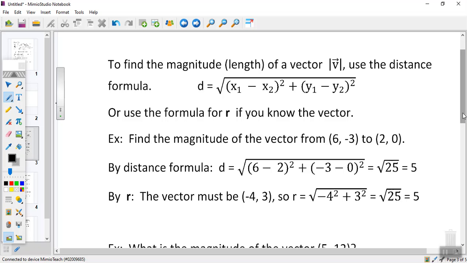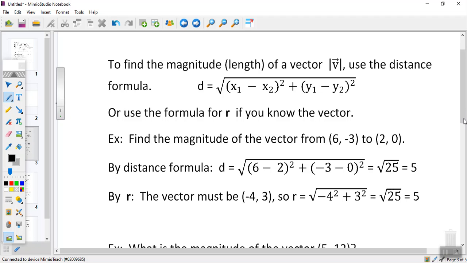How much did the x's change? How much did the y's change? Okay? You're taking a horizontal and a vertical component, and you're saying, I'm going to use Pythagorean theorem because a horizontal and a vertical line form what kind of an angle all the time? 90-degree angle, you bet. Okay? So it says, or use the formula R if you know the vector.